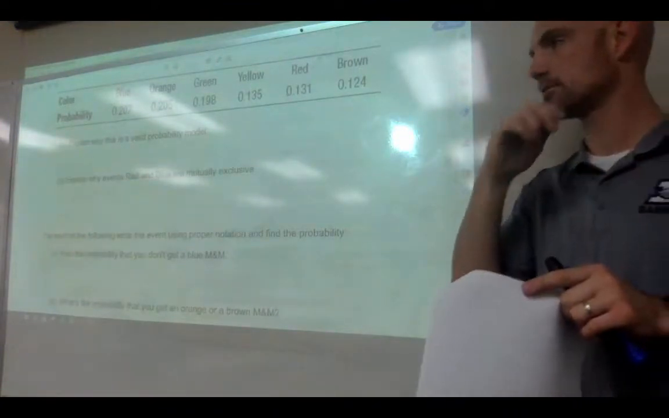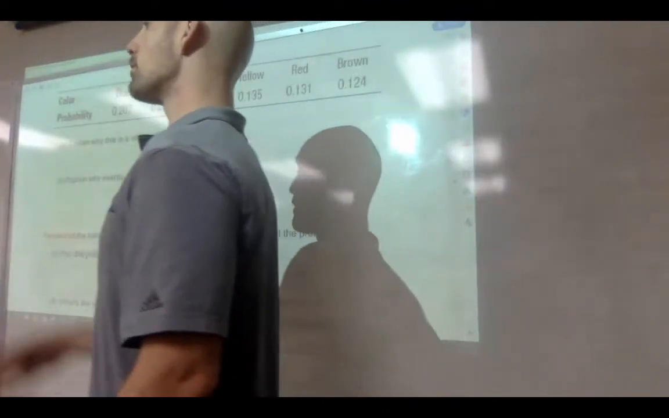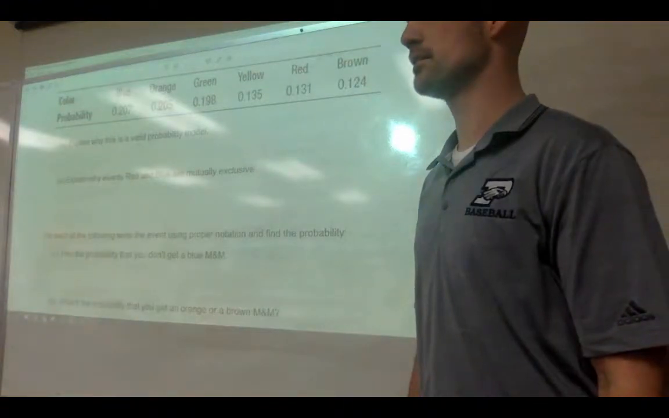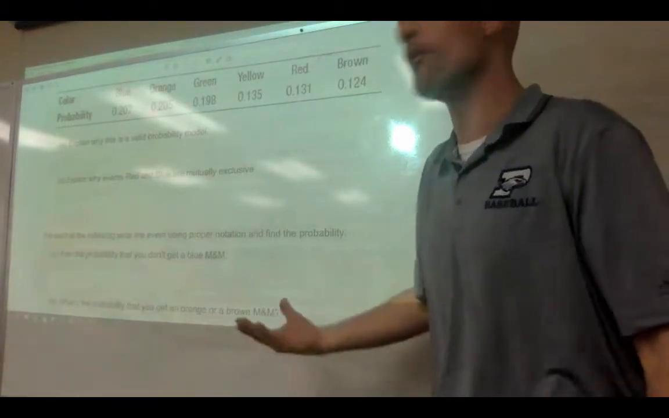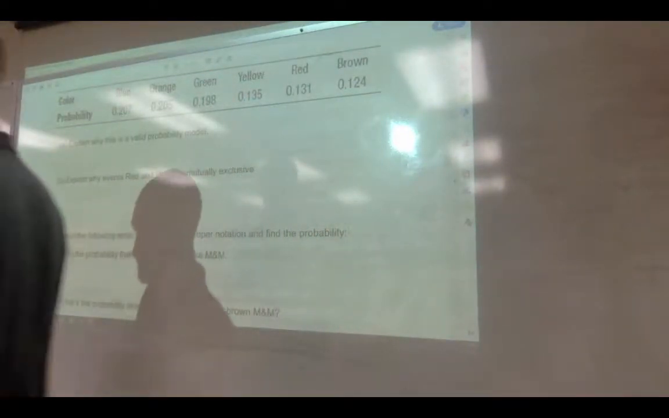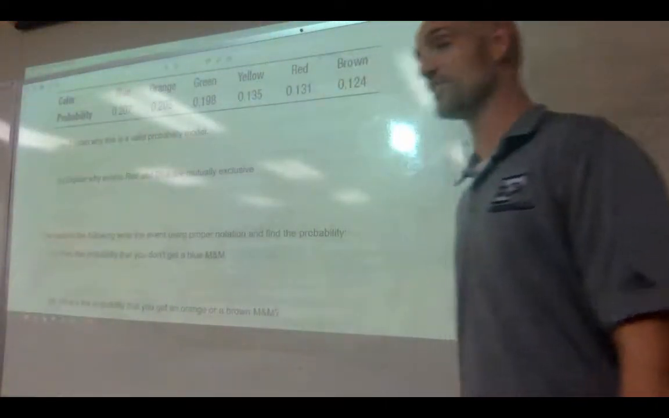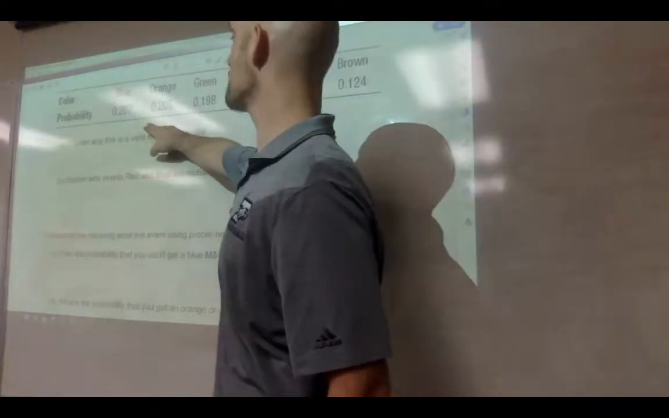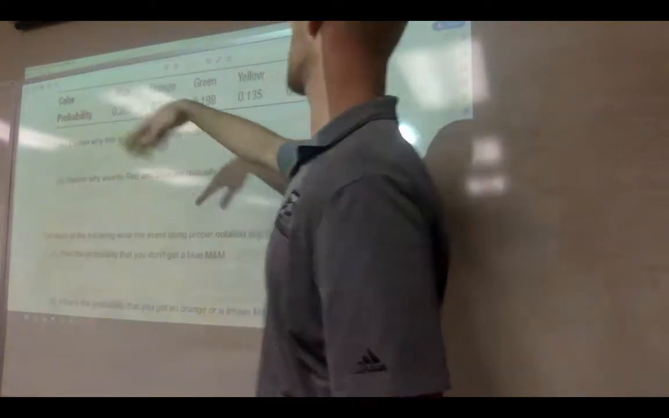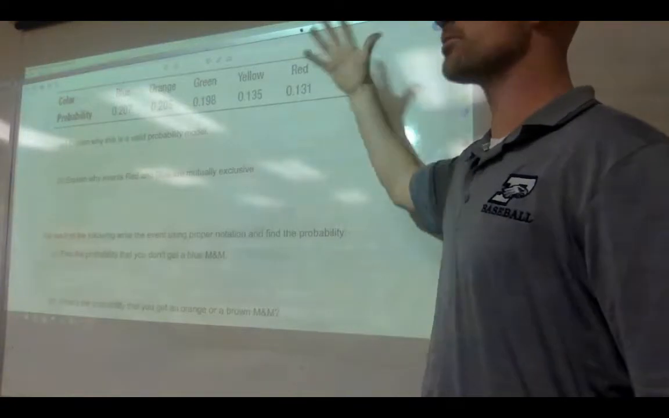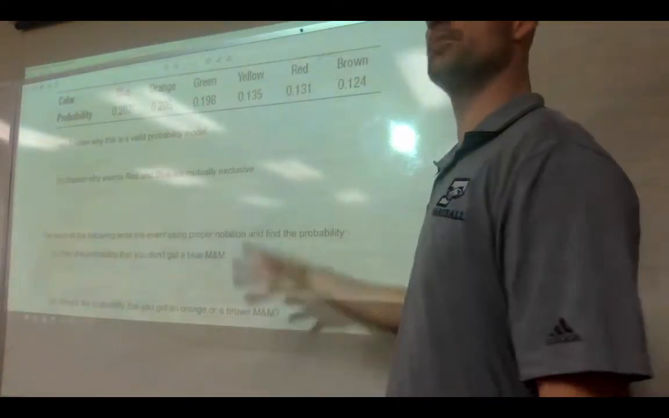Why don't they make it equal? Let's blow your mind even further. Different plants have different ratios of colors that they put out. But why though? I have no idea. But what they've determined is that 20% are blue, 20% are orange, 20% are green, about 13% yellow, 13% red, and 12% brown. For whatever reason, they've determined that this is the ratio from this plant that comes out.